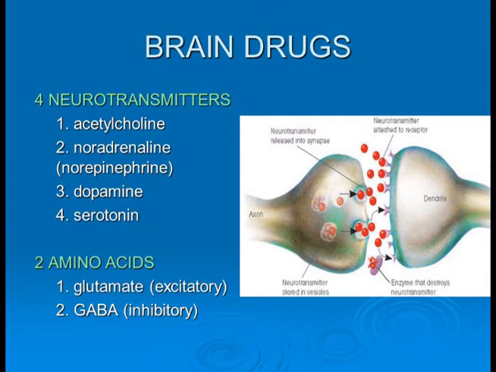2 amino acids are important to brain chemistry. Glutamate, which is excitatory, so that makes your brain connections fire more quickly, and GABA, which is inhibitory, so that makes your brain synapses fire less frequently.